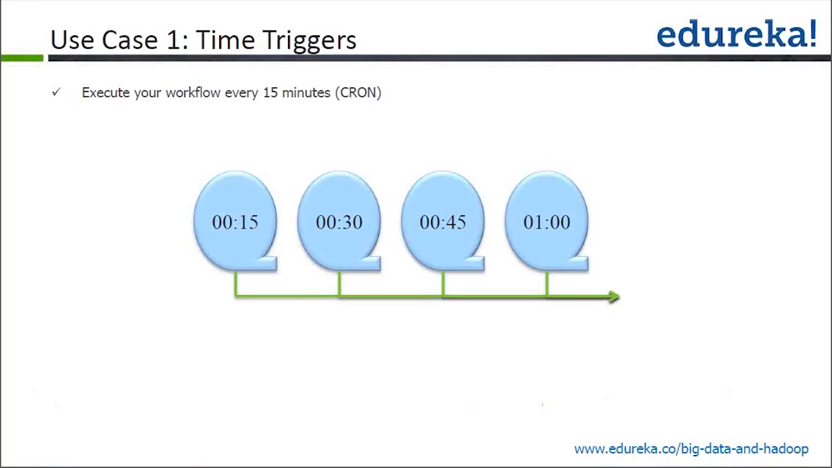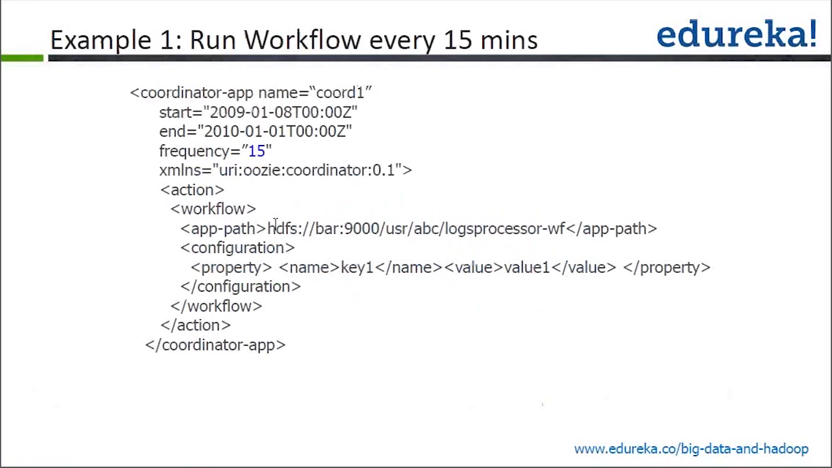All you have to do is define the frequency as 15, and based on the starting time, every 15 minutes it will start running for the next 1 hour. So you can have your start time, end time, and then give the frequency, and it will keep running the workflow which you submitted every 15 minutes.